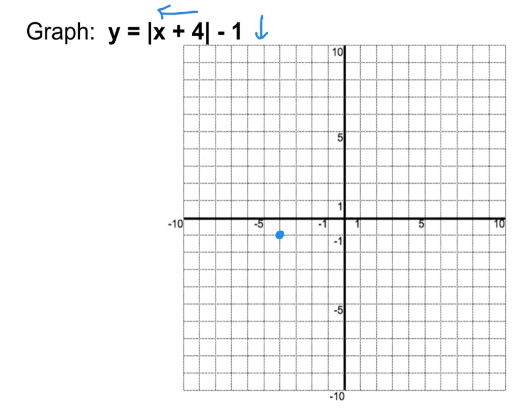Once I've plotted that point, the rest of the graph is hopefully easy because it's making the exact same graph we've made every single time. That is, you plot the first point, and then you go over 1 and up 1 on both sides to get a V. We know it's a V because it's absolute value.